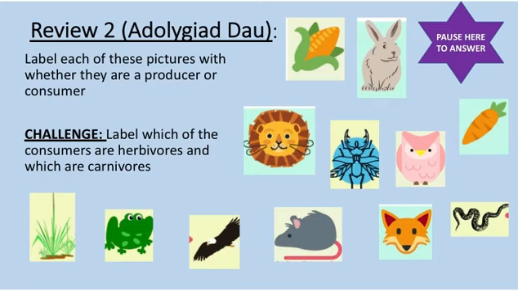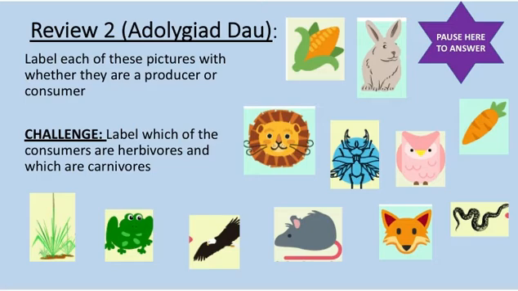So pause the video here. Get a piece of paper, just write down the name of the thing. So say if you were going to do rabbit, just write down rabbit, whether it's a producer or consumer, and if it's a consumer, whether it's a herbivore or a carnivore. Okay?